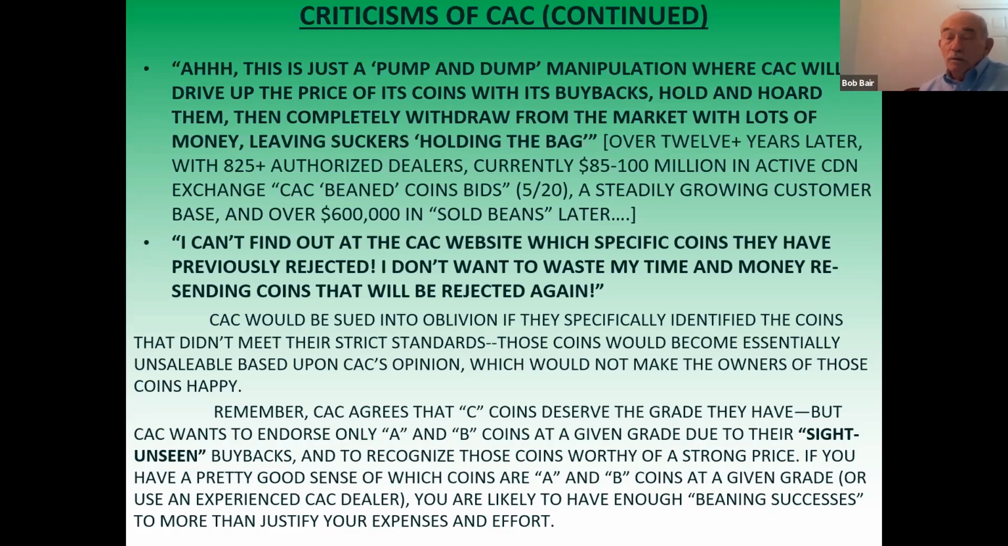CAC would be sued into oblivion if they specifically identified the coins that didn't meet their strict standards. Those coins would become largely unsaleable based on their opinion. The owners of those coins would not be happy.